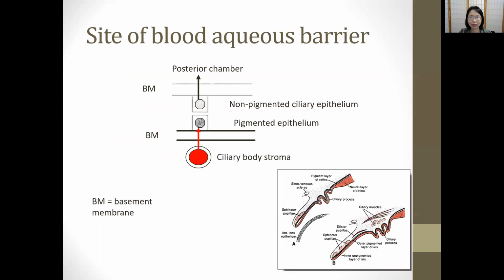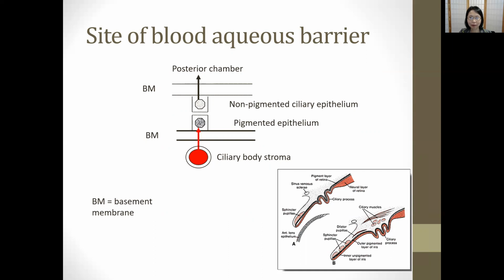The site of the blood aqueous barrier is at the location of the non-pigmented ciliary epithelium and the pigmented ciliary epithelium. You can think of this like a sandwich with 2 basement membranes on each side, and you see the epithelial cells against each other. So the ciliary body stroma is where aqueous starts to form, travels through the pigmented epithelium, the non-pigmented epithelium, and then travels into the posterior chamber.